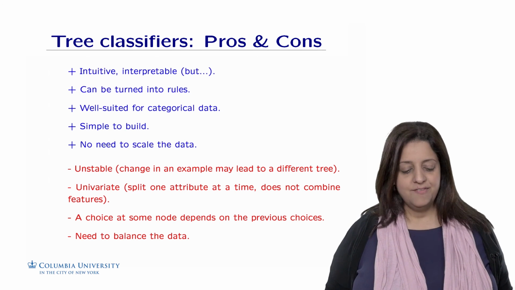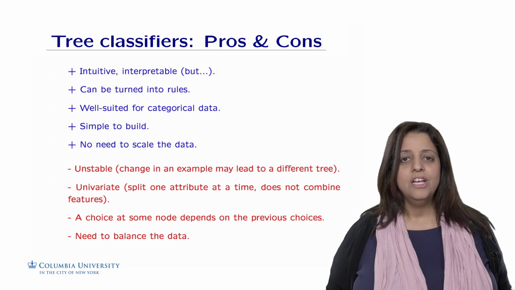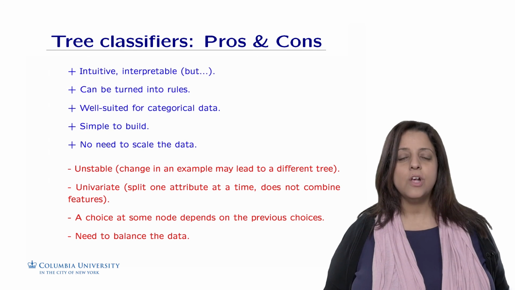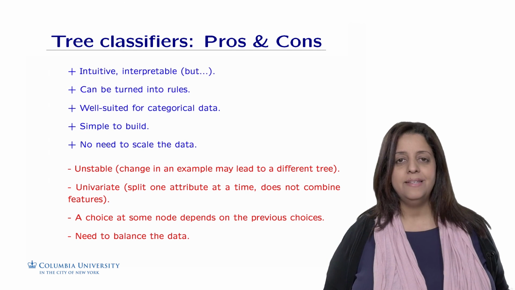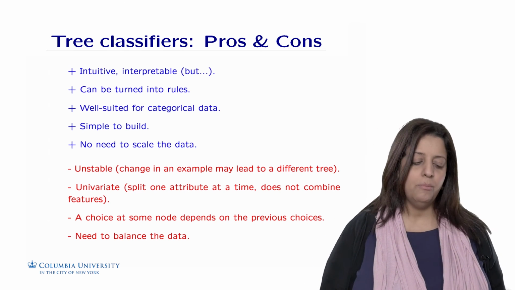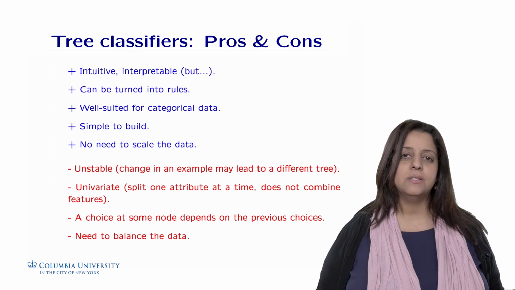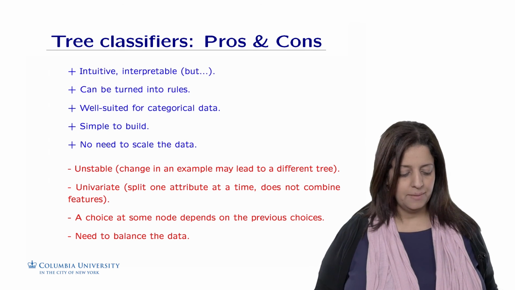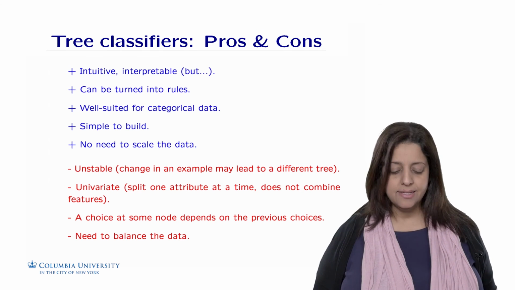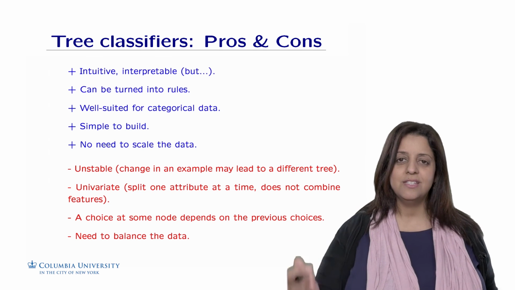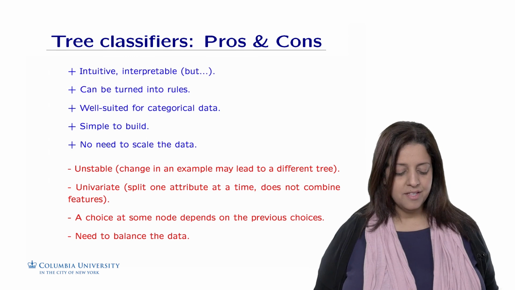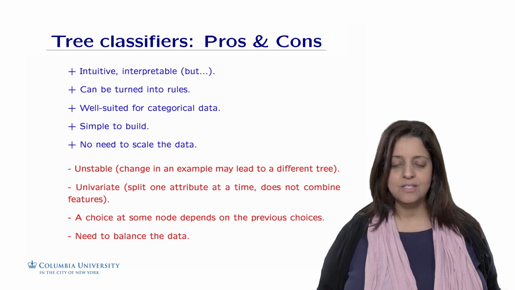The cons of tree classifiers are that they are unstable, which means that changing one example in your data may lead to a completely different tree. It's also univariate, which means that splitting the data is done on only one attribute at a time, so it does not really combine the features. It just considers one feature, one modality of one feature at a time. The fourth con is that a choice at some node depends on all the previous choices, because there is this sequence of choices of your features. And finally, you need to balance the data, otherwise this is a problem and you'll get a very biased tree that is just learning one of the classes.